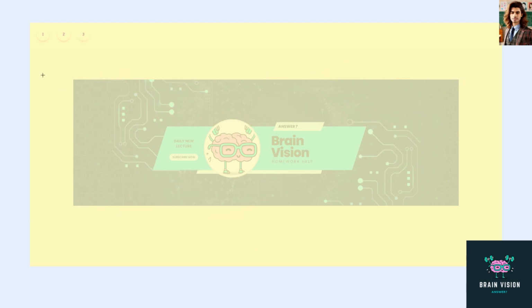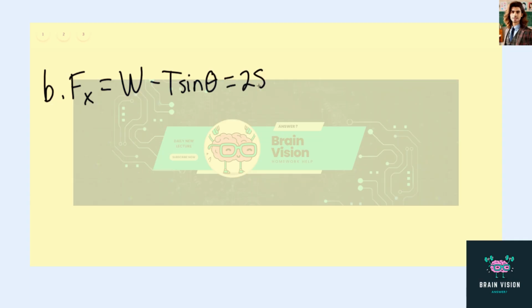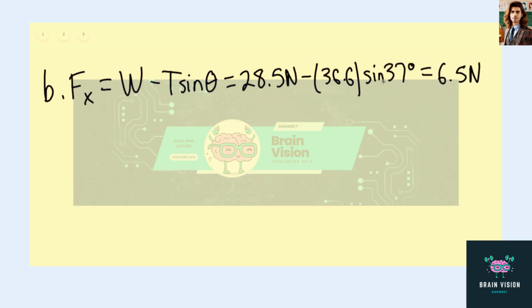Now for B, they want us to find the reaction forces. So F of x would simply be equal to the weight minus T sine of theta. And this would equal 28.5 newtons minus 36.6 sine of 37 degrees. And this is equaling 6.5 newtons. So that would be the horizontal reactionary force.